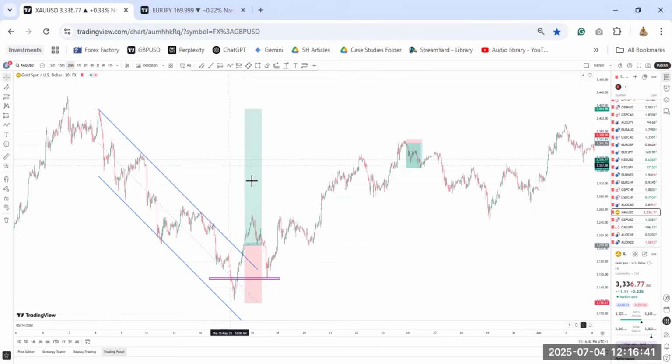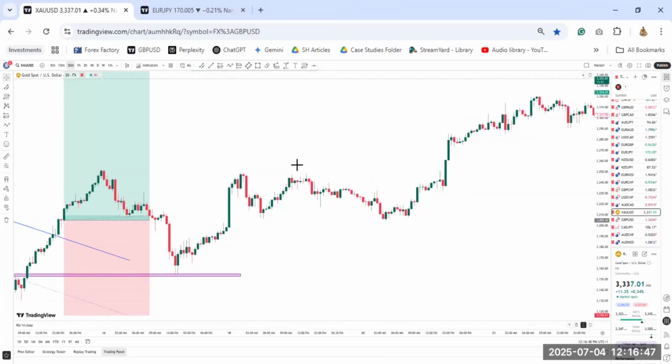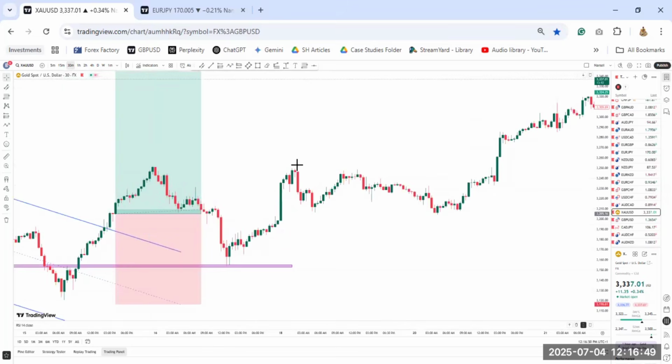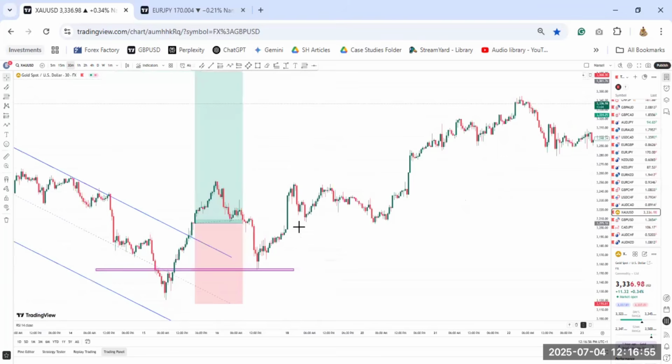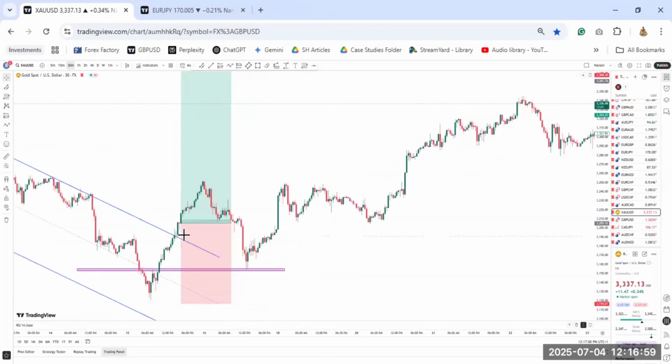Now, this is one way of taking your entries. The second way of taking your entry is you are going to wait for a retest of the neckline or a retest of the channel. What is a retest of the channel? Here you can see that there is a break over here. The break occurred here, but you are not going to take your entry here. You are going to wait for it to be retested.